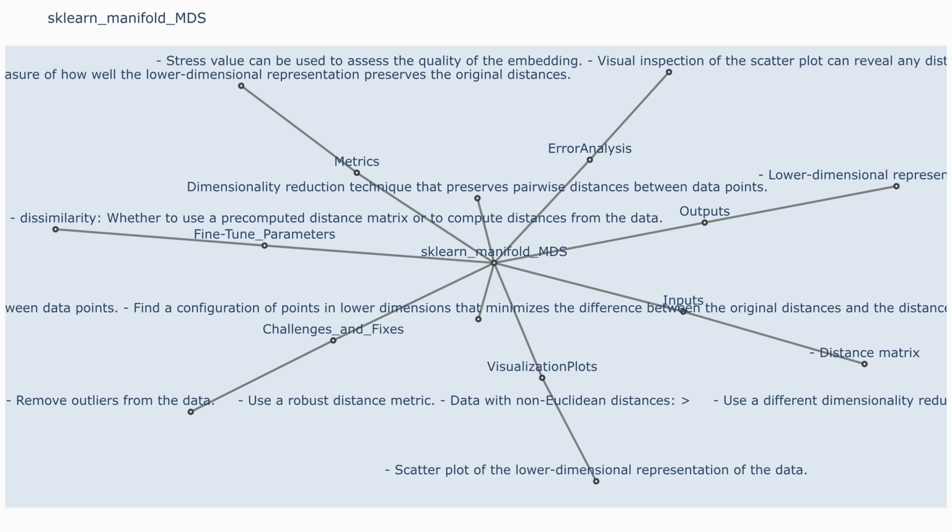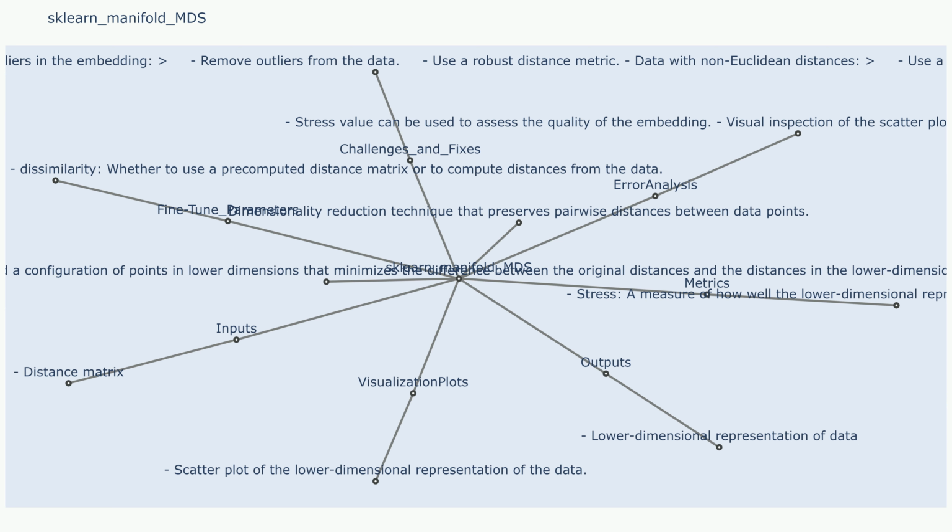sklearn manifold MDS. Description: explain in detail. MDS stands for multidimensional scaling. It is a dimensionality reduction technique that aims to find a low-dimensional representation of data while preserving the distances between data points as much as possible. It is used to visualize high-dimensional data in a lower-dimensional space, often 2D or 3D, for better understanding and analysis.